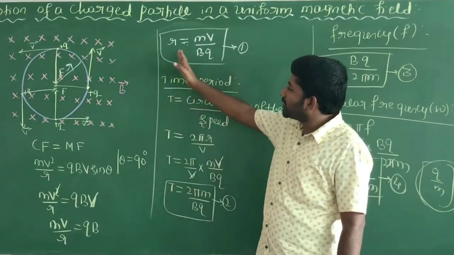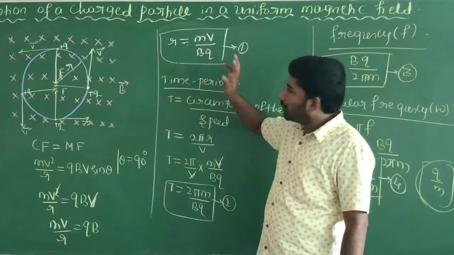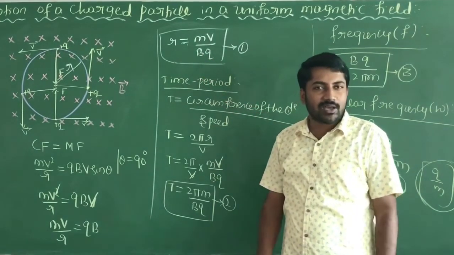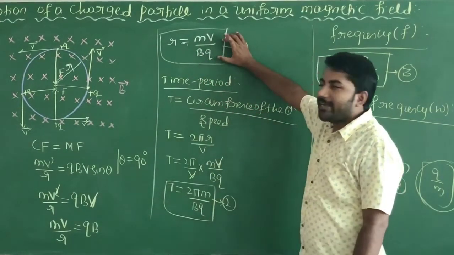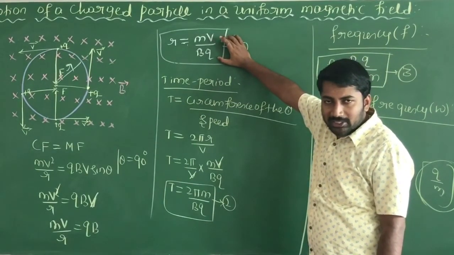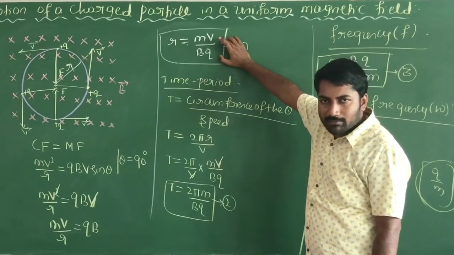Here, the radius depends on its mass, speed, and is inversely proportional to the magnitude of the magnetic field and the magnitude of the charge. This is the expression for the radius of the charged particle when it moves perpendicular to the direction of the magnetic field, in the region of uniform magnetic field.